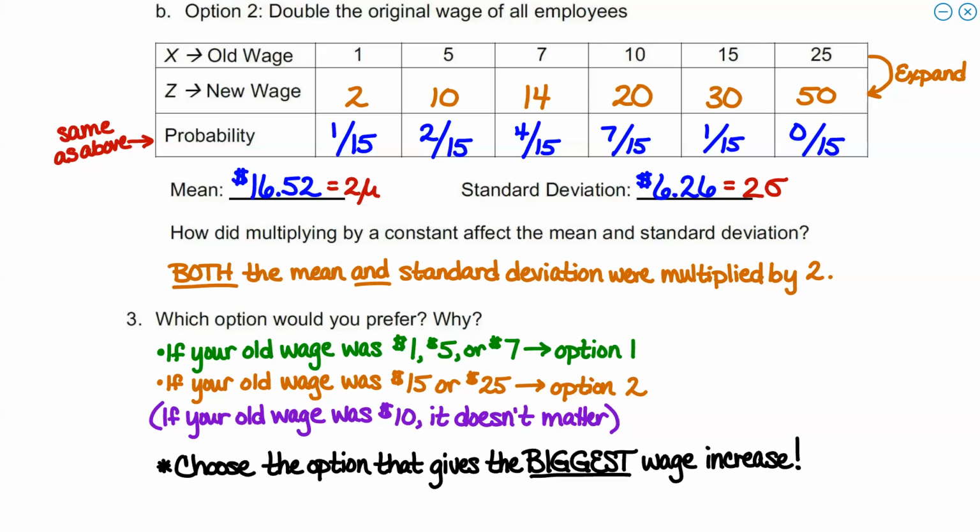Once you're done copying this down, go ahead and flip your page over. We're going to talk about our 2 big ideas for today. Fairly straightforward. Our big ideas are what happens when we add a constant or subtract, and what happens when we multiply by a constant or divide.